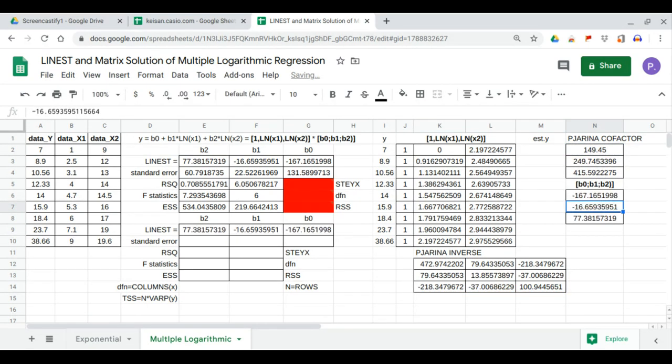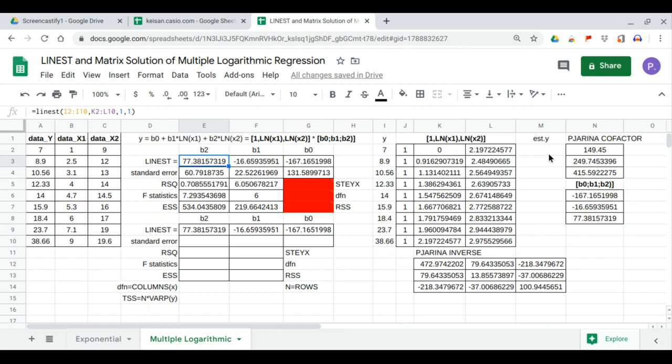Now that we have the coefficients, start with b0, negative 167.16, which matches our LINEST output. b1, negative 16.659, matches our LINEST output, and b2, 77.38, matches our LINEST output for b2.